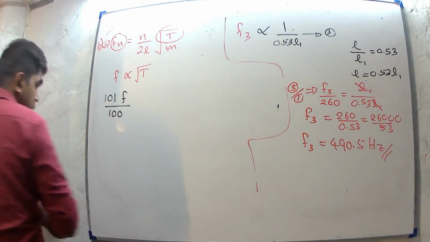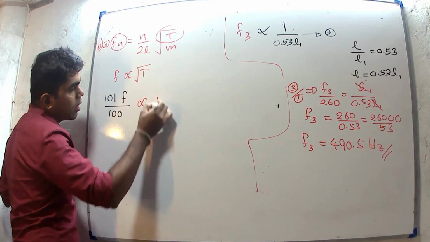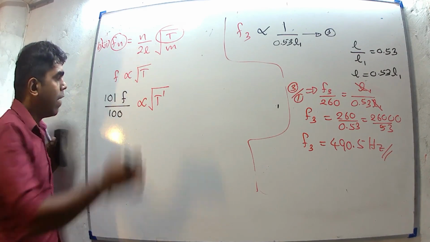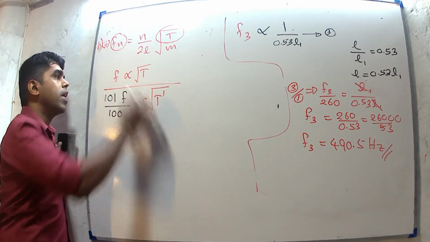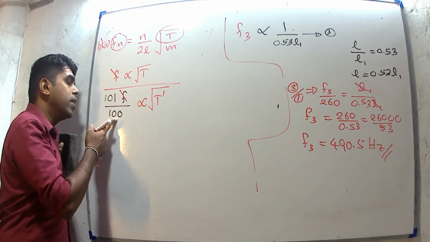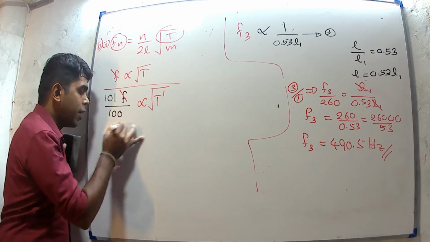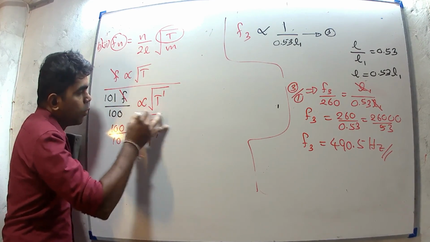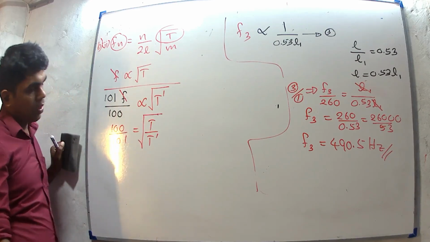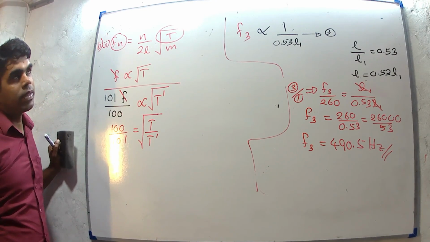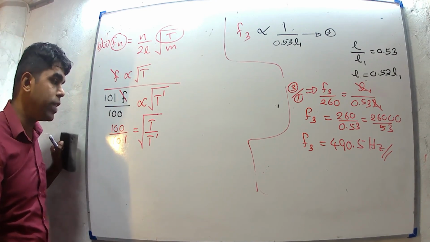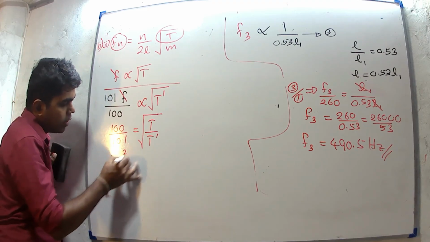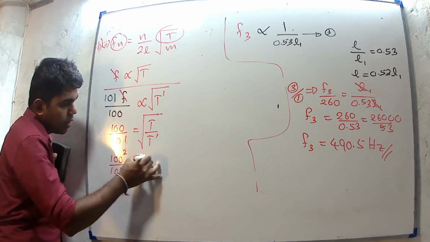Then I will consider the new tension as T dash. Now there are two equations. I will divide the equations. We can cancel out F. We can bring 100 to the numerator. 100 over 101 equals the square root of tension over new tension. Now we have to get the percentage change of tension. I will square the equation: 100 squared divided by 101 squared equals T over T dash.